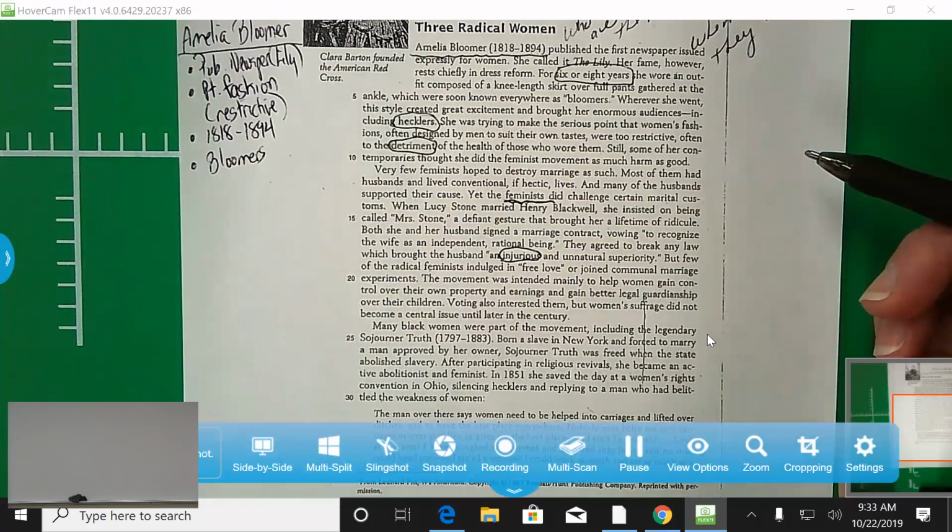What's the next thing on our checklist? Sorry? What is it? What's the next thing on our checklist? Do they give any examples?